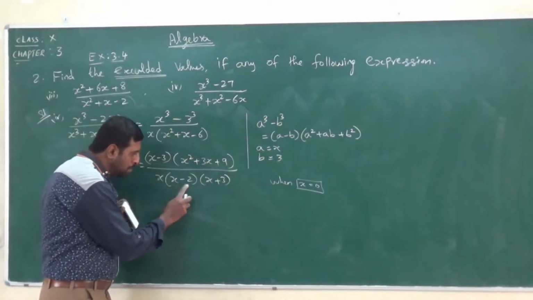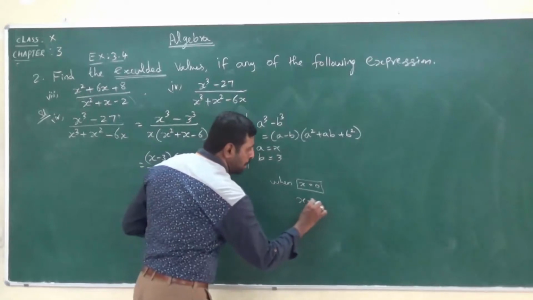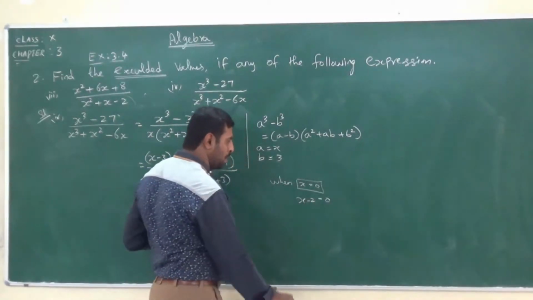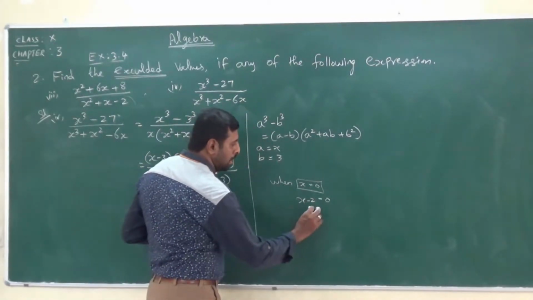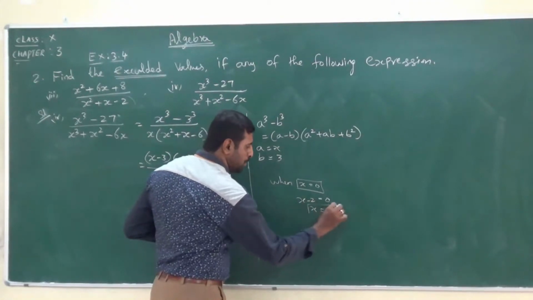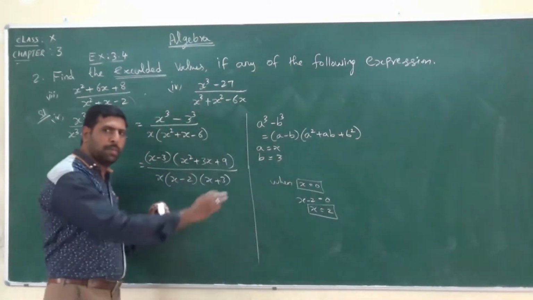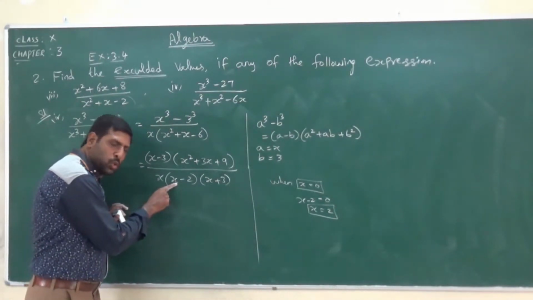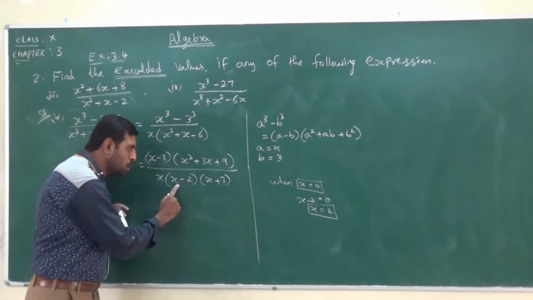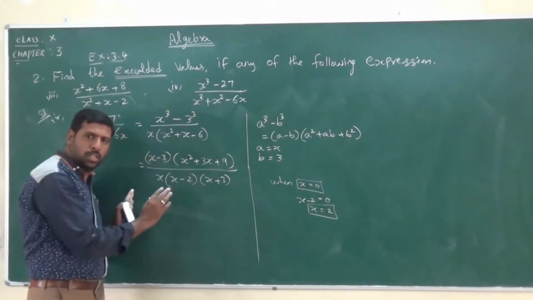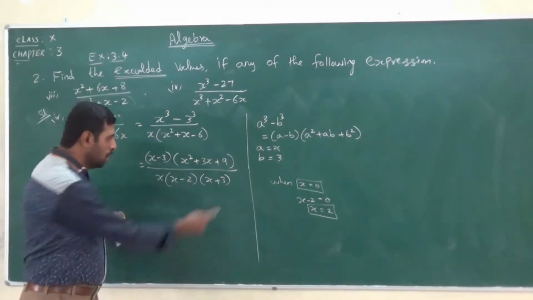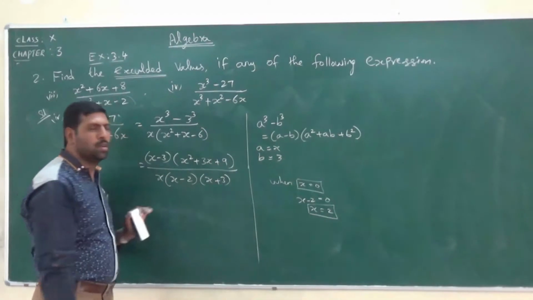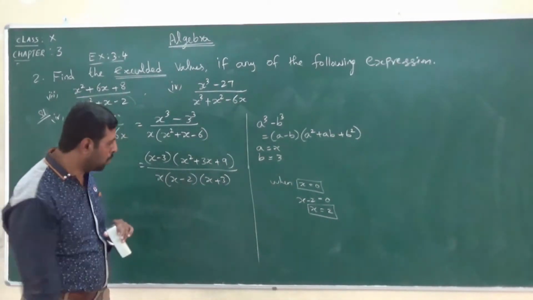Now next we have x minus 2. x minus 2 is equal to 0, right? Then x is equal to, if you take minus 2 across, we get 2. If you put x is equal to 2, 2 minus 2 is equal to 0. 0 into any number is 0. So the whole denominator becomes 0. So it is also an excluded value.